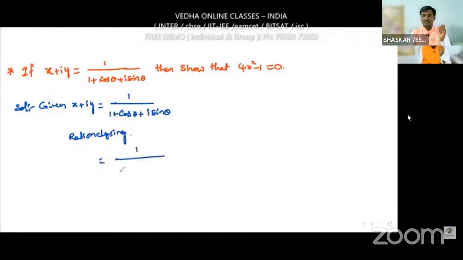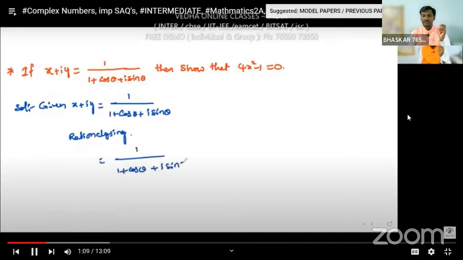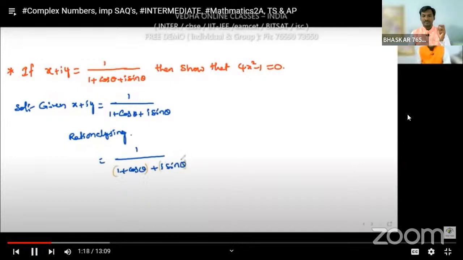We have 1 plus cos theta plus i sin theta. Here 1 plus cos theta is the real part, and i sin theta is the imaginary part. Between the real and imaginary part, we may have plus or minus. Change the sign, and that is the conjugate. If we change the sign, that is the conjugate, and we multiply and divide by the conjugate.